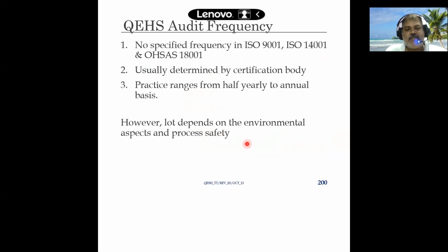However, a lot depends on the environmental aspects and process safety. So this one depends on the process. Let's say high risk, maybe they do a quarterly audit also, like a chemical process, due to the nature and aspect. So it's very high risk, they may do it frequently. Even on a site where a lot of accidents happen.